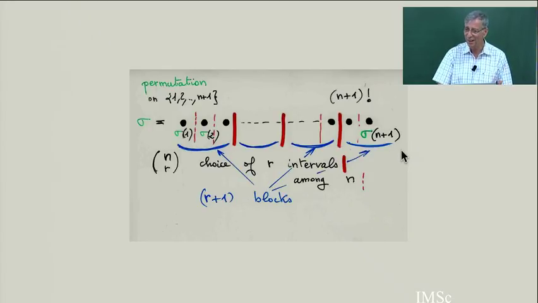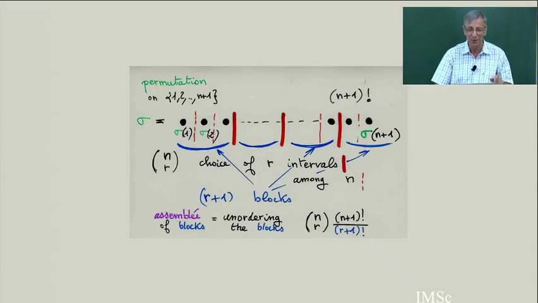And now the blocks here are totally ordered. So you have to destroy the order, and destroying it means dividing by (r+1) factorial. So you can see the proof that the Lie numbers are exactly the assemblies of permutations.